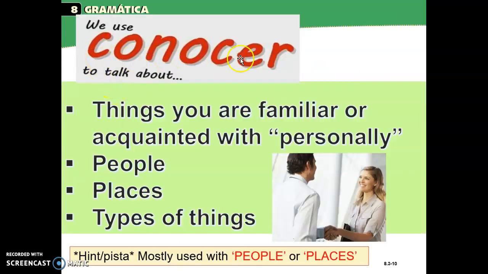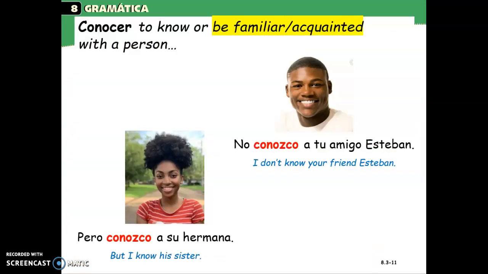Moving on to conocer. This is when you're actually familiar or acquainted with something personally. You've experienced it. You know somebody personally, people, places, or types of things. It's most commonly used with people or places. So if I say to you, yo no conozco a tu amigo Esteban. So I don't know him personally. No conozco a Esteban. Pero conozco a su hermana.